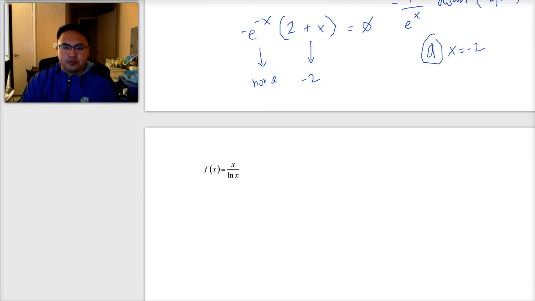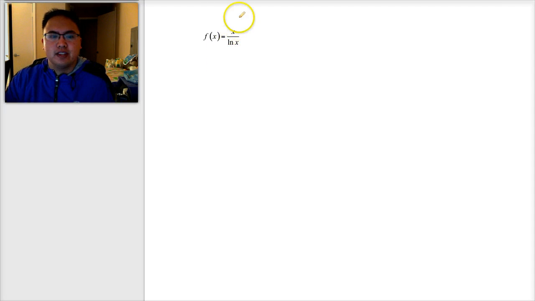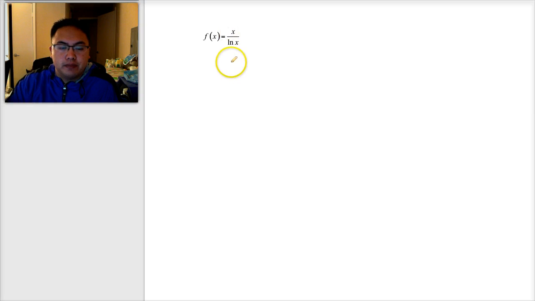Let's try another example. Same 4 questions, but with a new problem. I need to take the derivative of this. You'll notice that I have a division of x and ln x, so I have to use quotient rule. It's been a while, but we'll practice it. I will take the derivative of the first one, which is 1, leave the denominator alone, minus, leave the numerator alone, and the derivative of ln of x, which is 1 over x, all over the denominator squared.